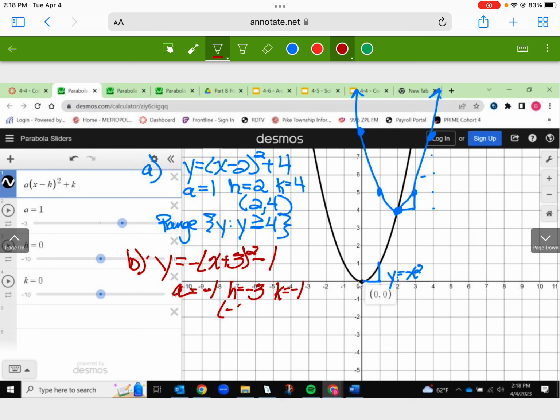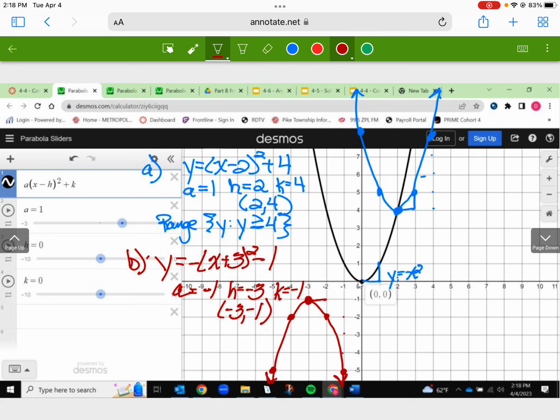Good. So my vertex is negative 3, negative 1. That puts a vertex right there. Now, my A value is negative 1. So that's going to be opening downward at the same width as my parent. So I'm going to go to the right 1, down 1, to the left, down 1, over 2 and down 4. 1, 2, 3, 4, and over 2, down 4, and it's going to open downward.